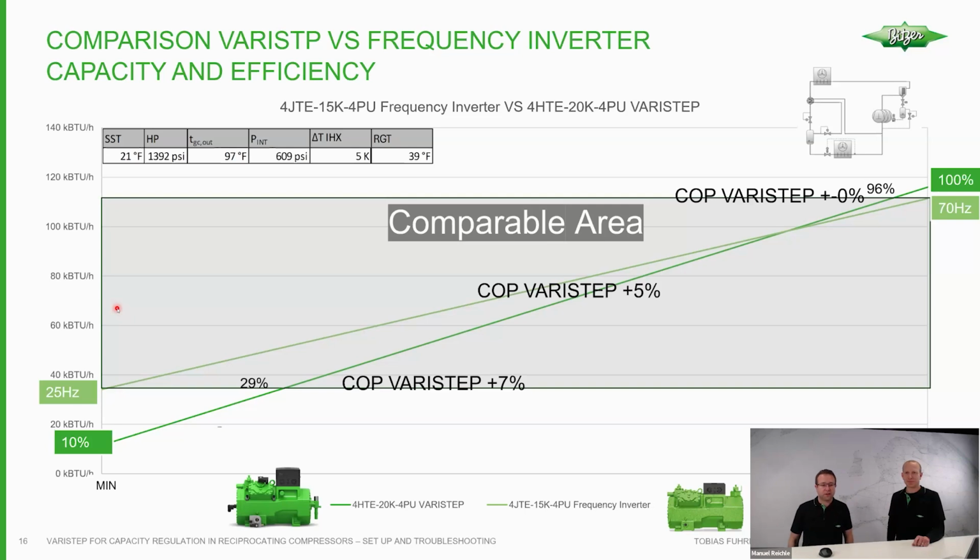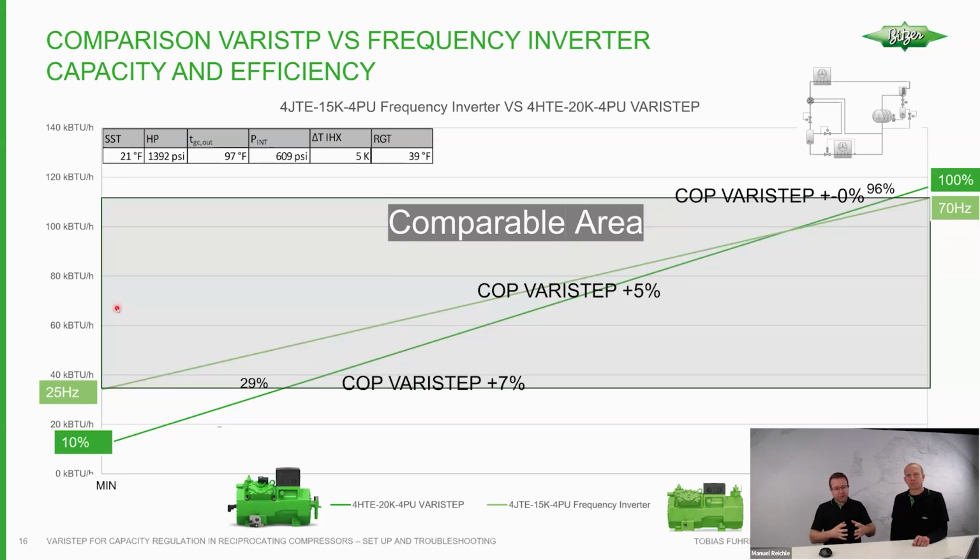Therefore, we did the calculation now by ourselves. So we have here a flash gas bypass system. The values for the compressors you can see on the top line. The important thing is on the right side, we have the compressor. It's a 4JTE with variable speed, which is the bright green line. It can go from 25 to 70 Hertz, which is 37 kBTU per hour, and at the top it's 115.